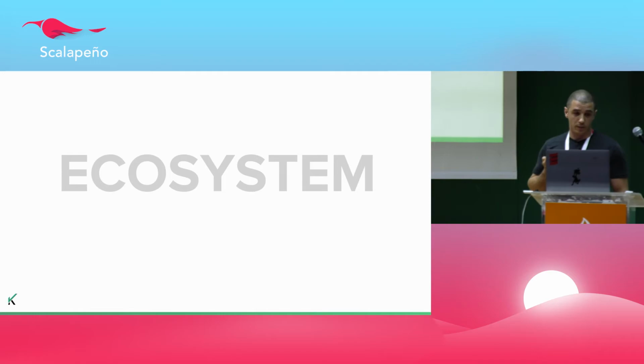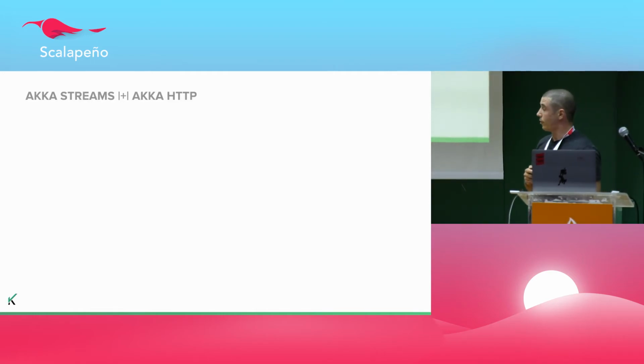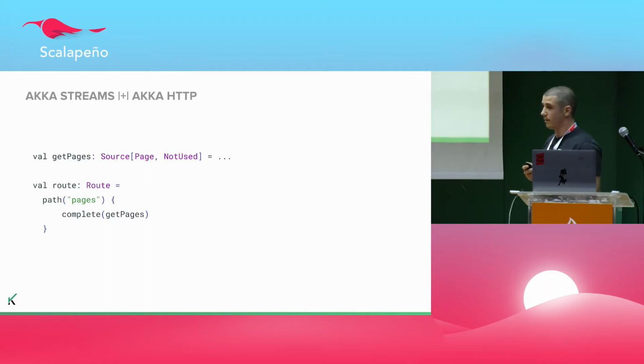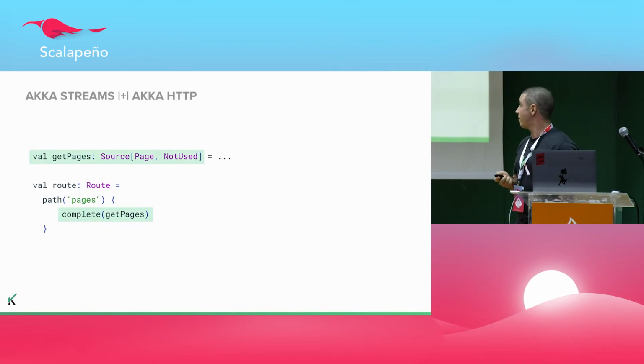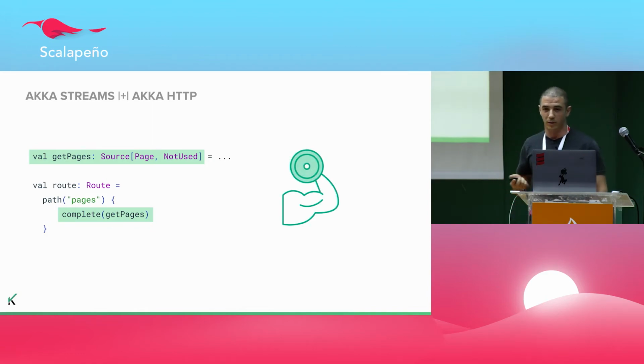Next, we're going to look at the ecosystem. So I'm going to show you an example of Akka Streams with Akka HTTP. This is most of the code that we need in order to produce an Akka HTTP server with back pressure built into it. These are the interesting bits here. And if you think about it, this is a really powerful concept because we get an HTTP server with back pressure built into it.